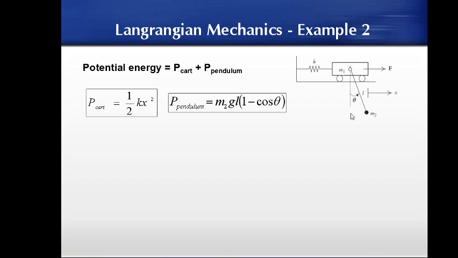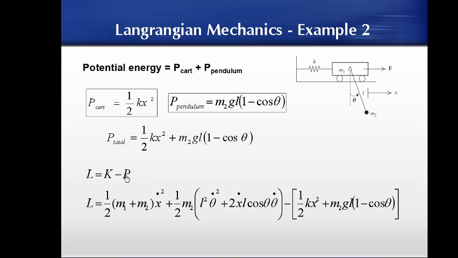So this is a basic height, so that is 1 minus cos theta. So simple procedure, we can see it. So the total potential energy P is equal to, combining these two terms, half kx square plus m2 gl into 1 minus cos theta. Okay, so now we have got the expression for total kinetic energy and the total potential energy that is acting on the system.